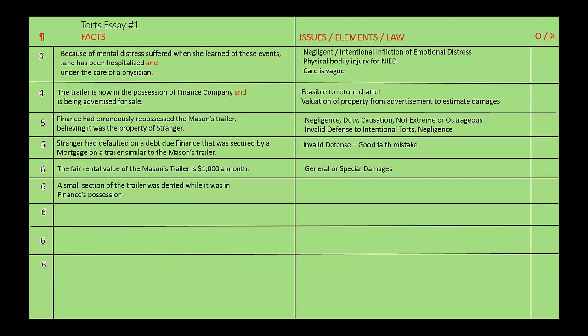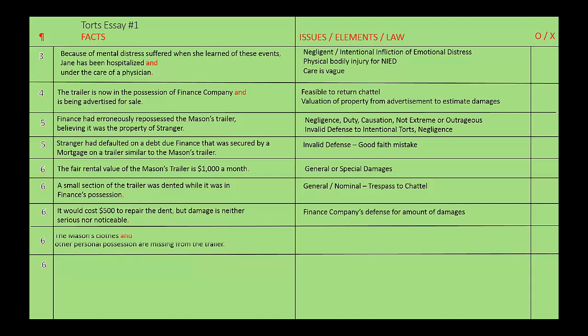A small section of the trailer was dented while it was in the finance company's possession. Just because it's small doesn't mean they shouldn't be compensated for it. It's only $500, as we're going to see right here. And this brings to light nominal damages. They did act nominal, just throwing it out there. The finance company's defense for the amount of damages is: we only did $500, that's all we should have to pay for.